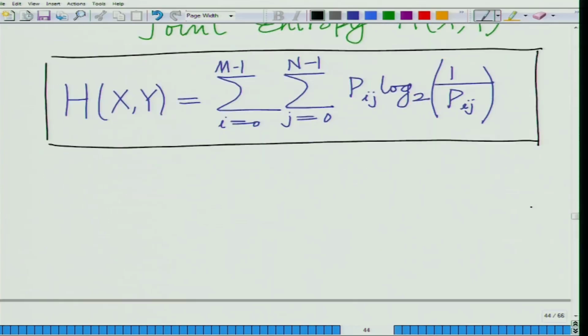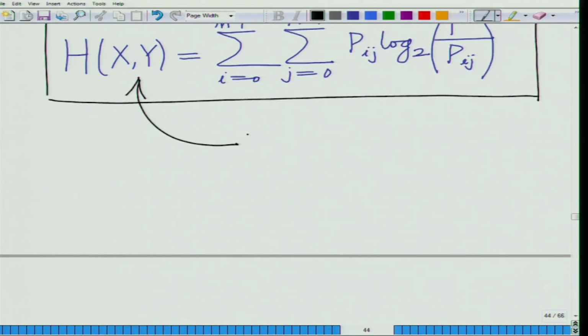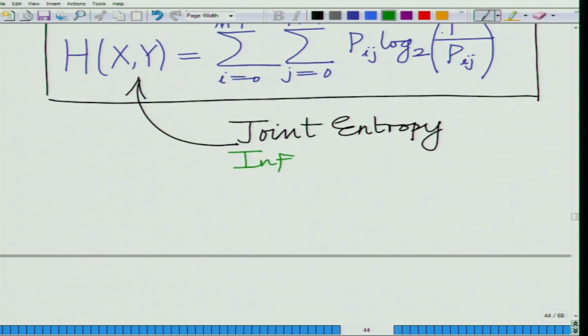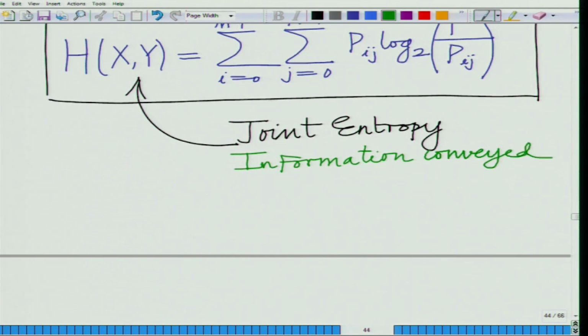As a matter of fact, we are now extending the same definition that we had for a simple source before, to this new source that we are terming as a 2-dimensional source. And this metric which characterizes the joint information is termed as the joint entropy, and you can think of this as the information per symbol in x and y together, that is, the information conveyed by x and y together. That is the meaning of the word joint, x comma y together, or basically jointly. So that is the basic meaning of this term joint entropy.